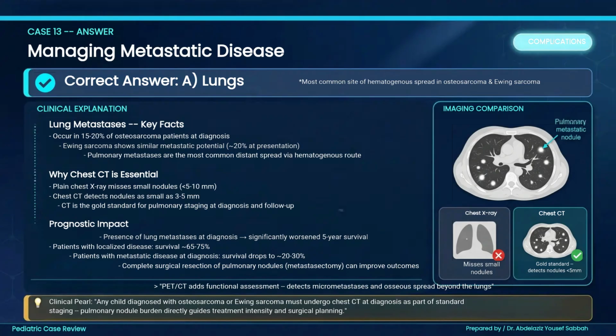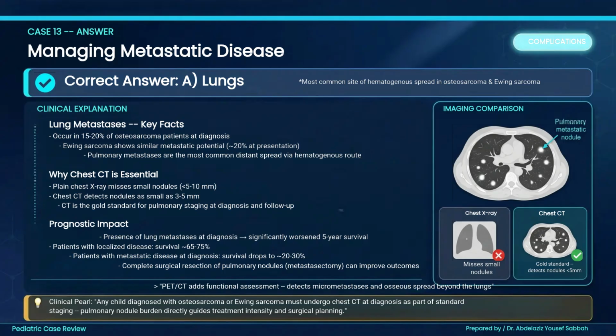The lungs are the most common site of hematogenous spread in both osteosarcoma and Ewing sarcoma. Lung metastases occur in 15 to 20% of osteosarcoma patients at diagnosis. Ewing sarcoma shows a similar metastatic potential of approximately 20% at presentation. Pulmonary metastases are the most common distant spread via the hematogenous route.